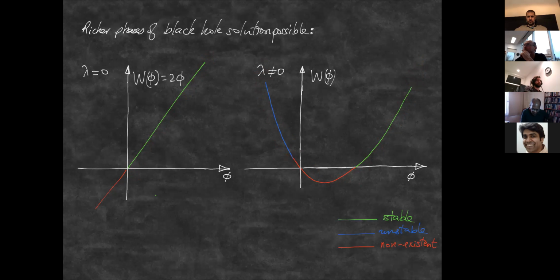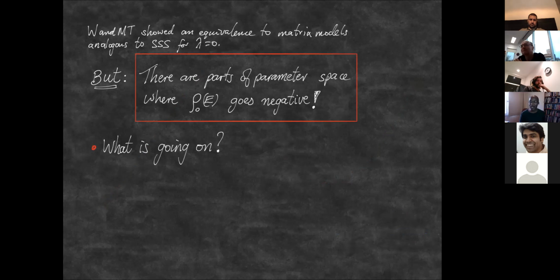I don't have much time to tell you about that, although I will come back and flash some of these in a moment, because there are beautiful things happening in the matrix model that will be somewhat mirrored by some of the semi-classical analysis, depending upon how much time I have to tell you about it. Five minutes. Okay. So what Witten and others showed then is that there are some unfortunate behaviors going on in parameter space where rho goes negative. So what's going on?